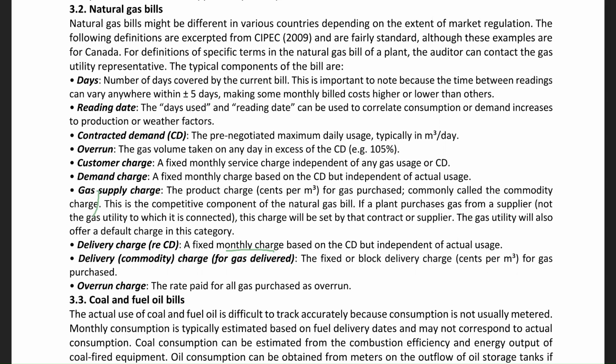Next is the overrun charge, which depends upon the overrun we have incurred. Next is the demand charge, which is a fixed monthly charge independent of the actual usage. The same component is in our electricity bills also. Next is the gas supply charge, which is based on the total volume of gas actually supplied on a monthly basis, on which the bills are calculated.